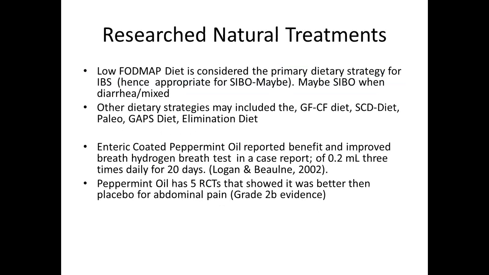So just a couple other things I want to mention. Enteric-coated peppermint oil probably has the most research for this dysbiotic IBS patient. They did show that it improved the hydrogen breath test in a case report in one study. And there are lots of randomized controlled studies that it's really good as an antispasmodic for pain.